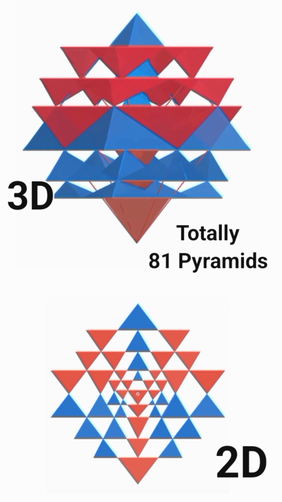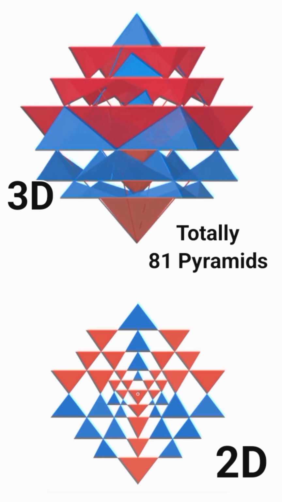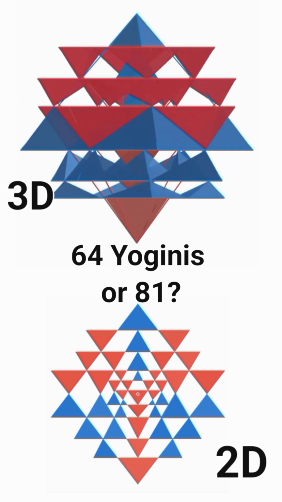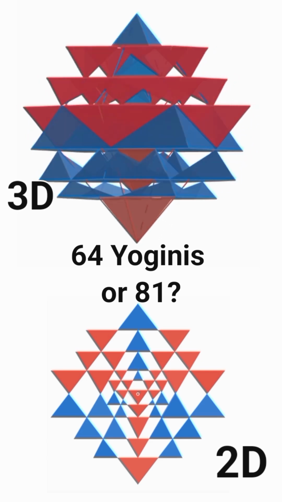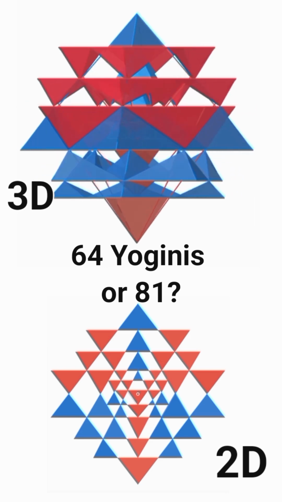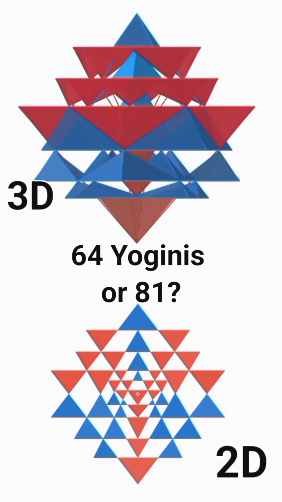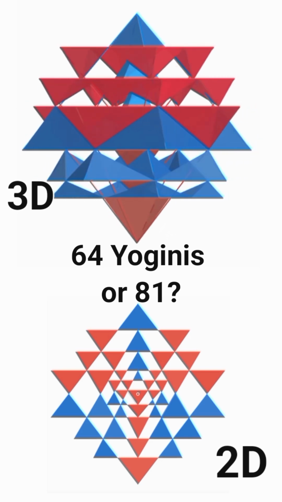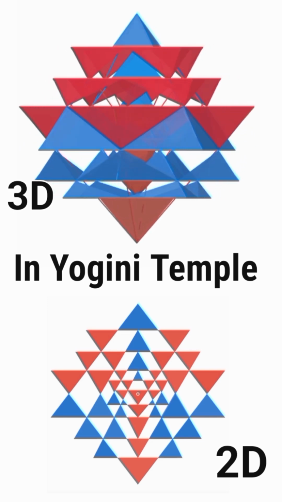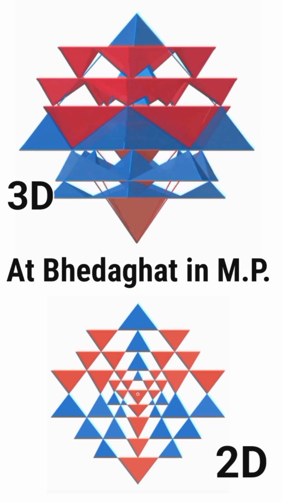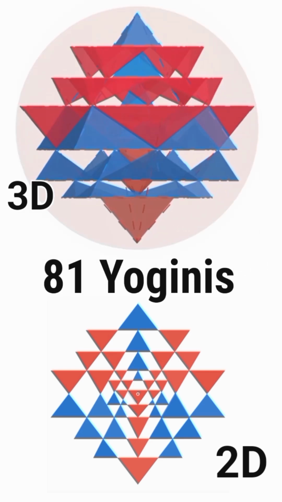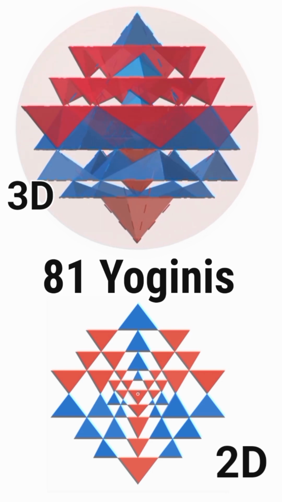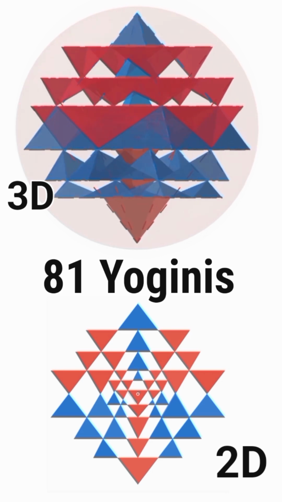All yoginis are believed to have siddhis. I personally tend to believe that there are 81 yoginis instead of 64 yoginis. 64 yoginis is a well-known number. I, however, found it impossible to associate 64 yoginis with a two-dimensional or three-dimensional structure. I felt comforted to know that there is an 81 yogini temple in Bheda Ghat in Madhya Pradesh. In Bharat, there are only 4 temples dedicated to the yoginis. 3 of them contain 64 yoginis, but the one in Bheda Ghat contains 81 yoginis.